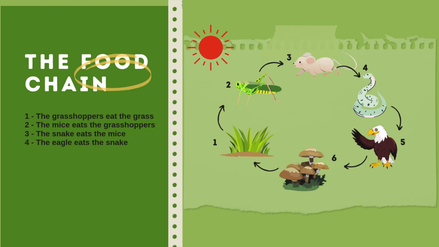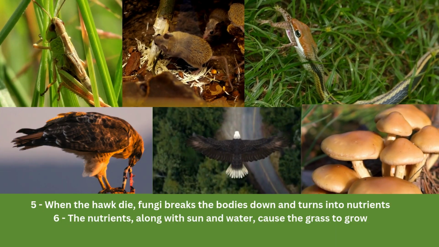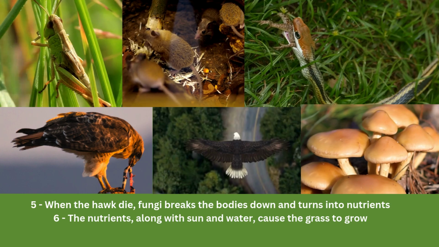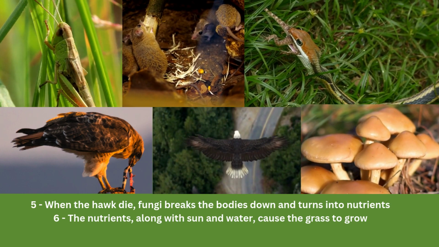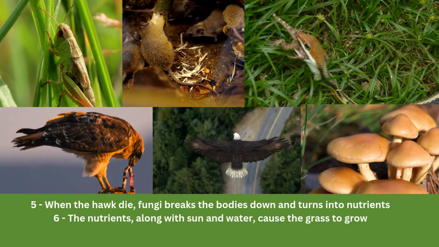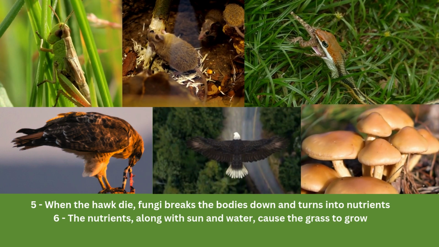So this is it: the grasshoppers eat the grass, and mice eat the grasshoppers, and snakes eat the mice, and eagles eat the snakes. So that means when the eagle dies and fungi break the body down, that turns into nutrients, and the nutrients, along with the sun and water, cause the grass to grow.